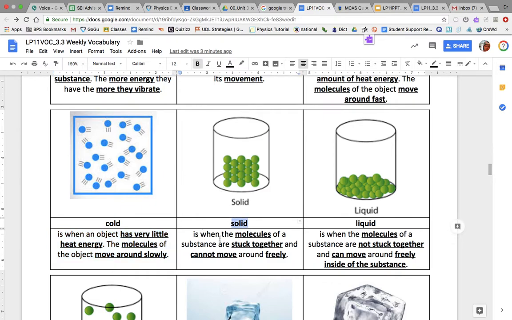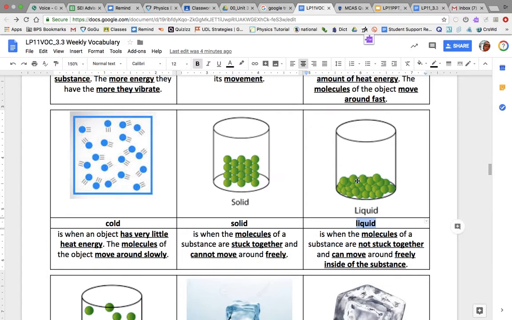Solid is when the molecules of a substance are stuck together, so they're stuck, they're trapped, and they cannot move around. So they cannot move from one place to another. They can only vibrate or shake a little bit in place. That's solid. So I want you to say solid. Say that to yourself.